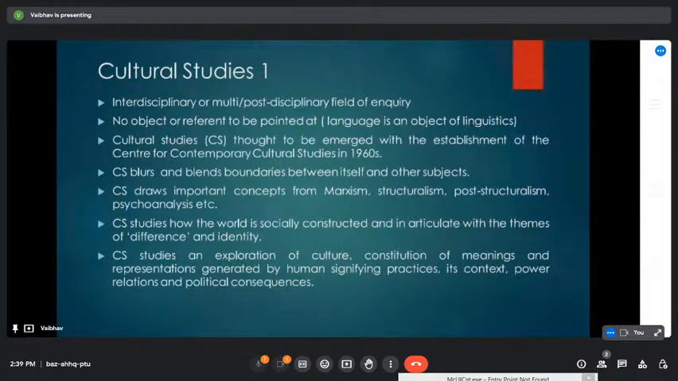Levi-Strauss has done some important work on structuralism. So the ideas from structuralism are also borrowed, criticized, or justified, and so on. Post-structuralism: structuralism was restricted, and just like Ferdinand de Saussure has introduced the term sign.